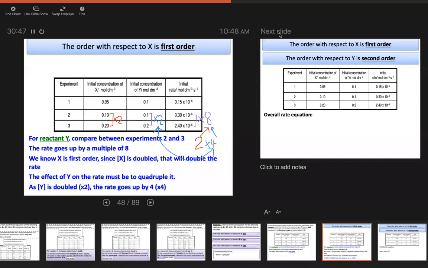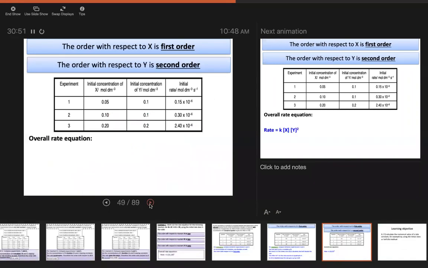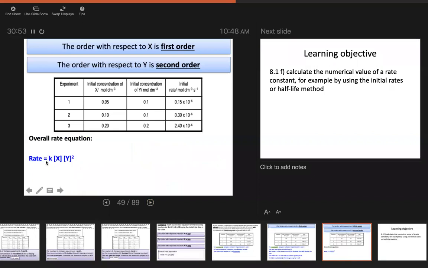Moving on to the rate equation. Okay, your rate equation must include k, which is the rate constant, times the concentration of X to the power of 1 because it's first order, and the concentration of Y to the power of 2 because it's second order. Okay, I know you have a lot of space for the rate equation, but it's just that, right?